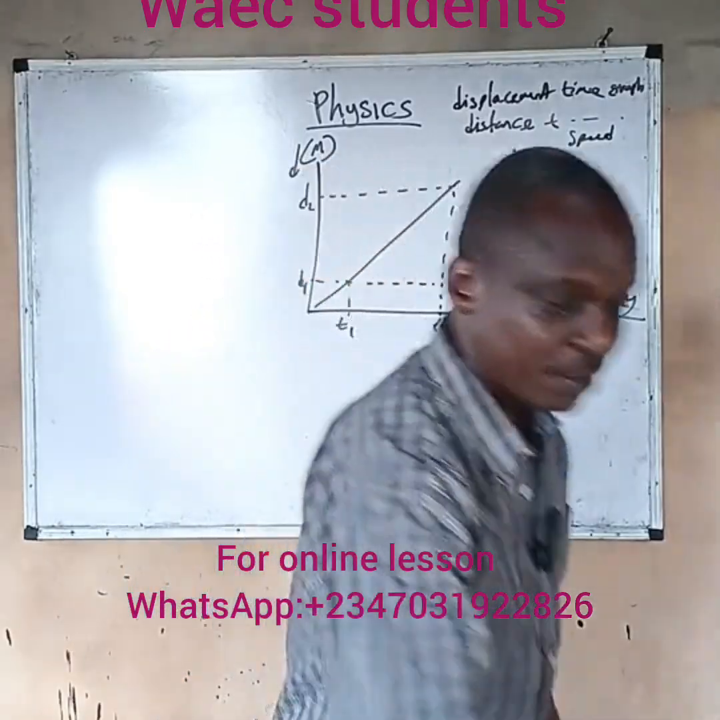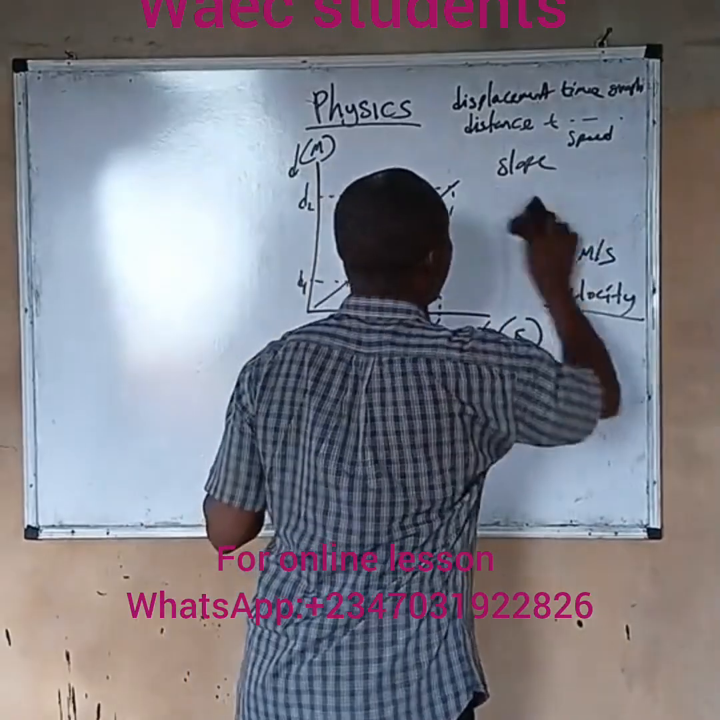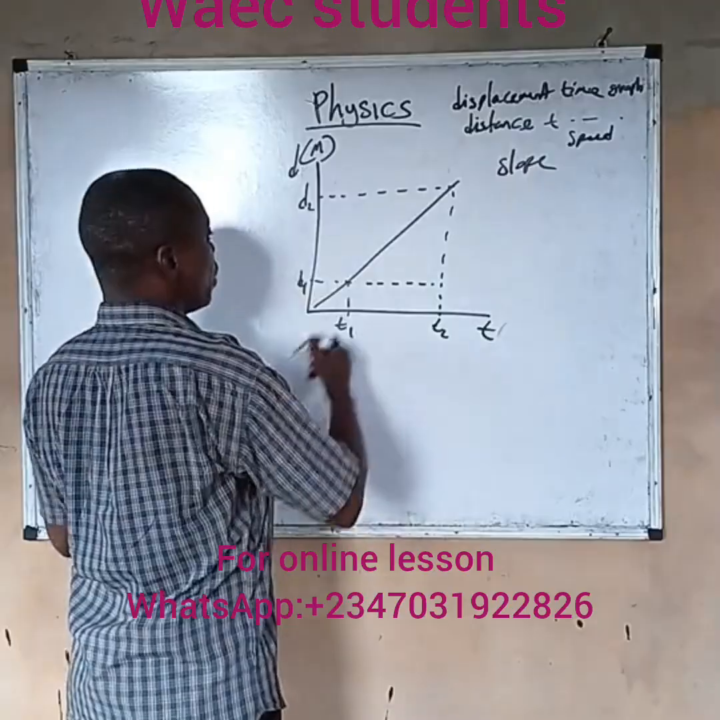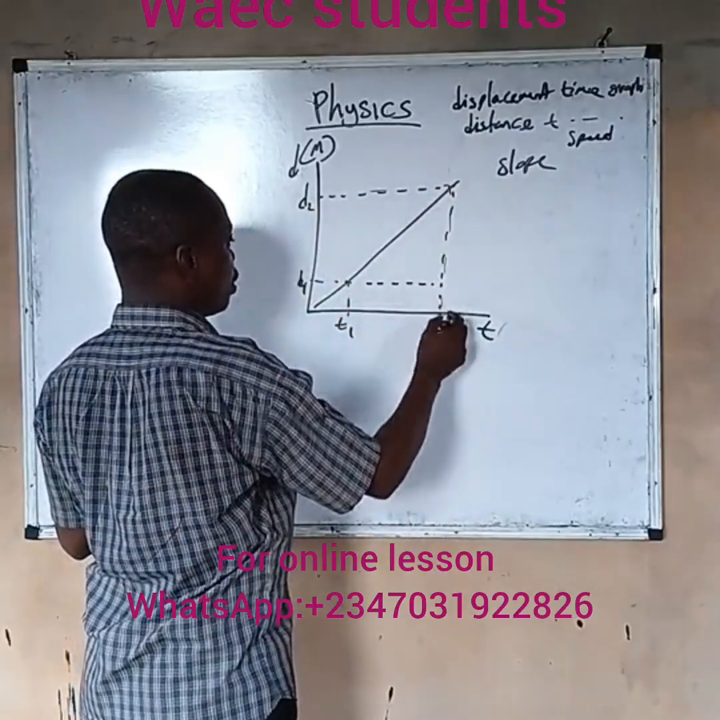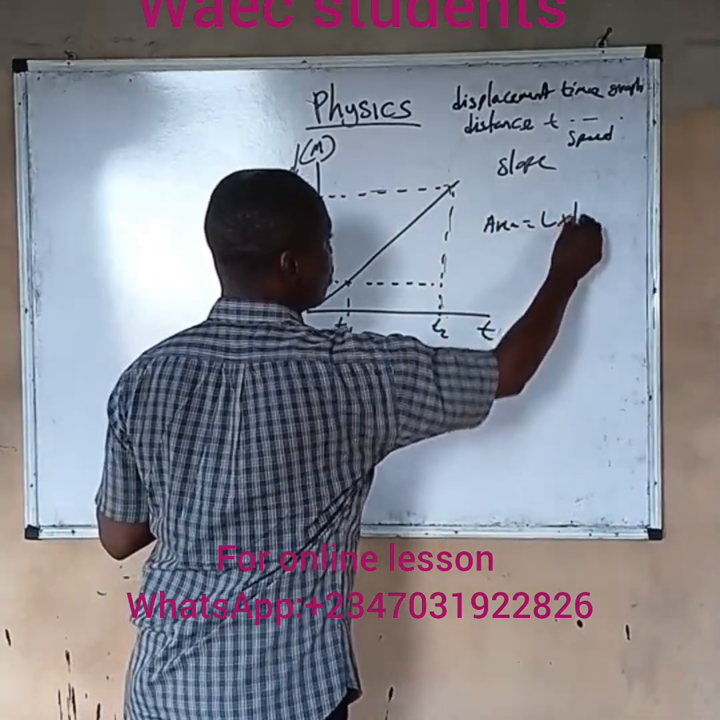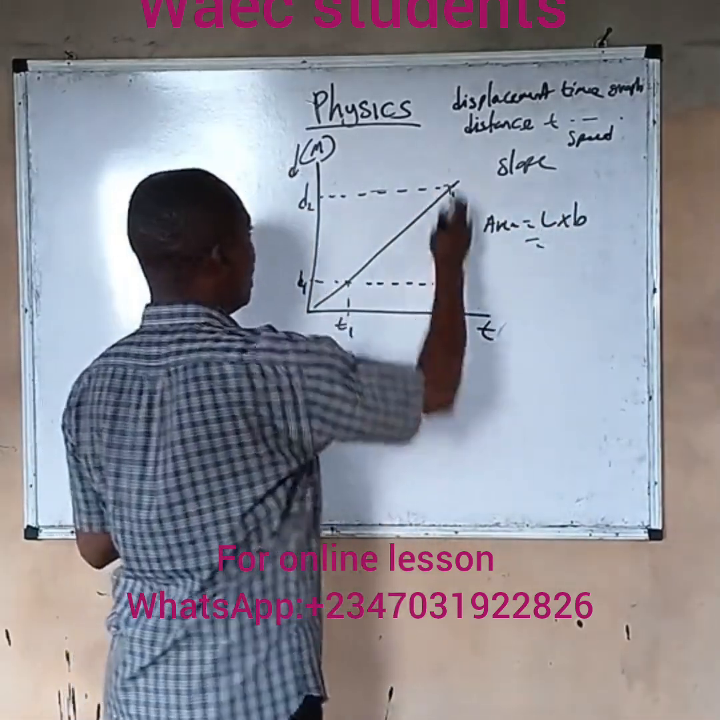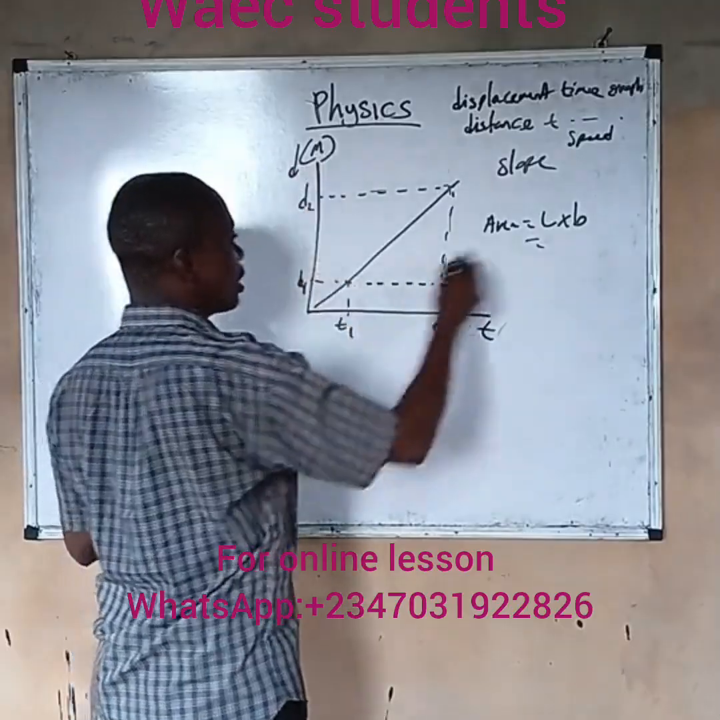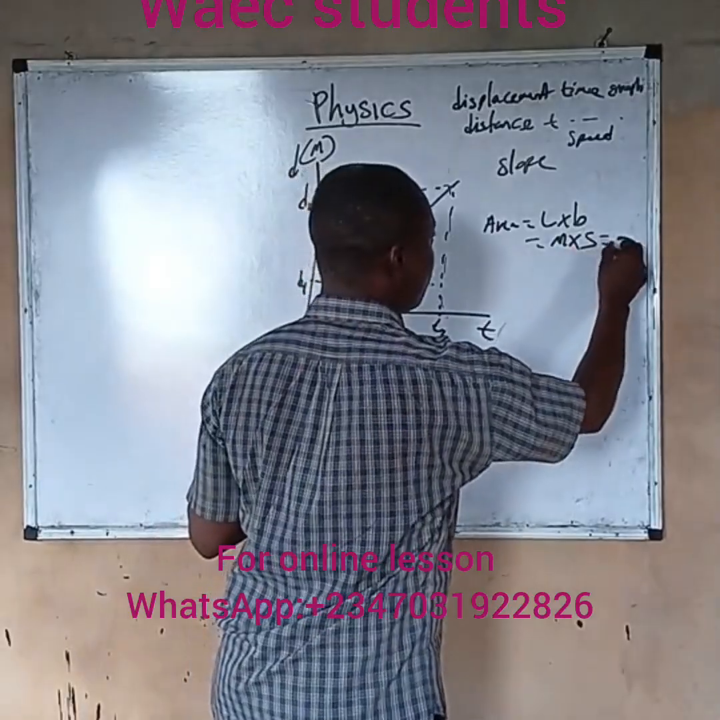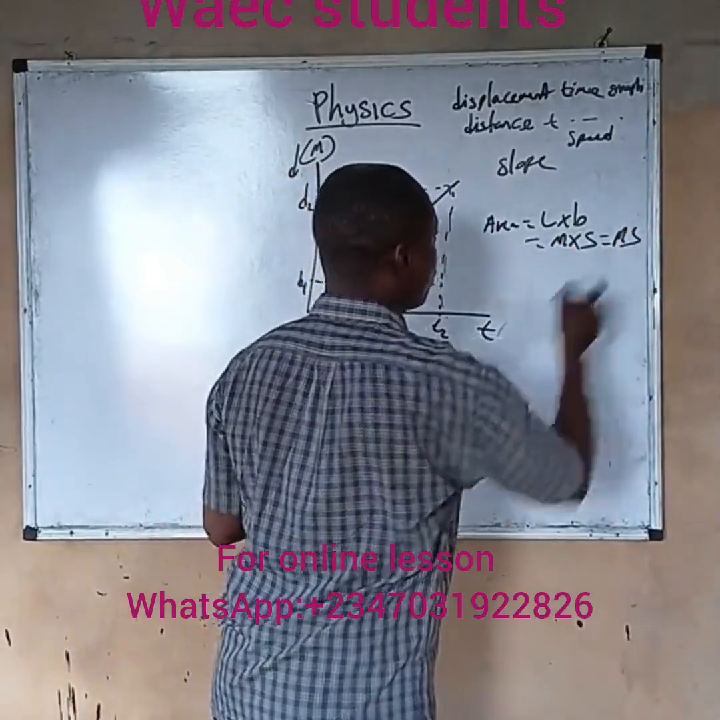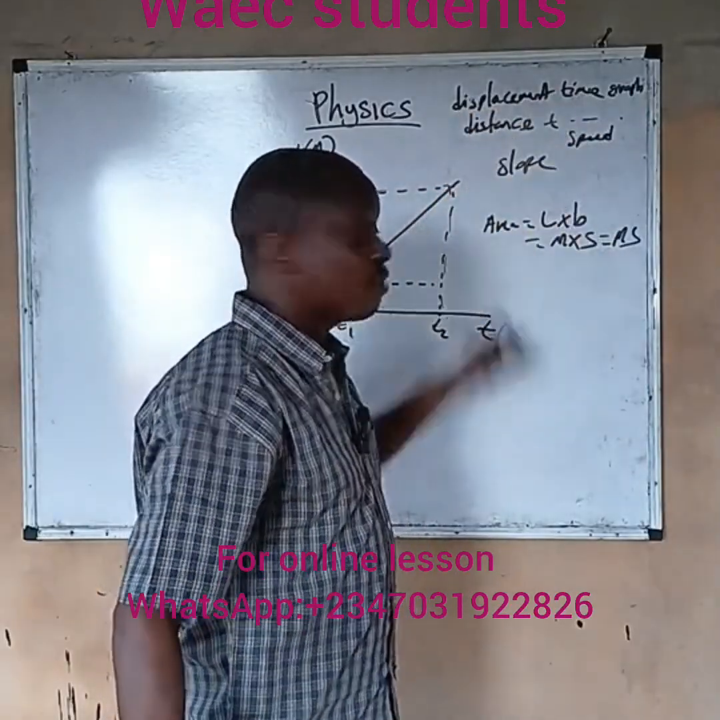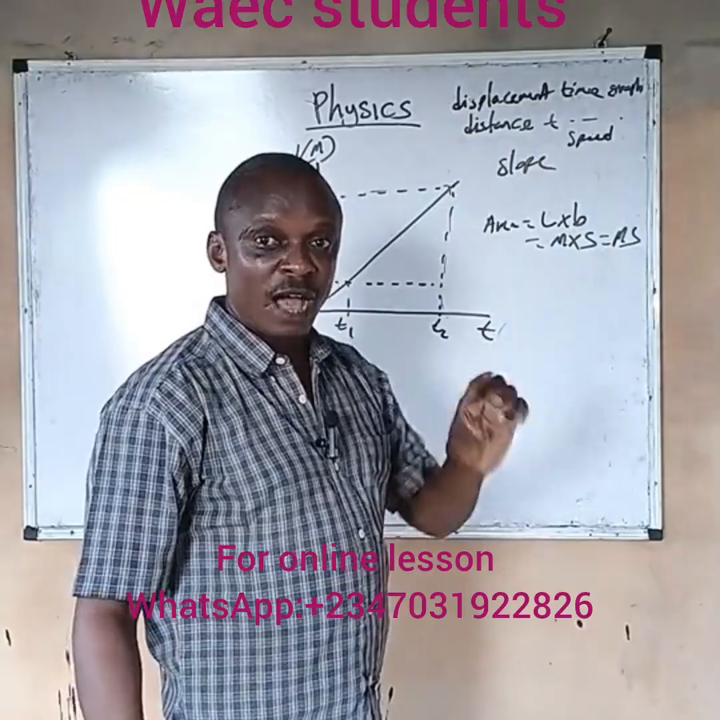Now let us look at the area of this same displacement time graph. The area, now we have the shape of a rectangle. The area of a rectangle is length times breadth. In this case, the length is the displacement, which is meter, times the breadth, which is time. So meter second. In physics, there is no quantity that is meter second, which means the displacement time graph and the distance time graph don't have area. What they have is only slope.